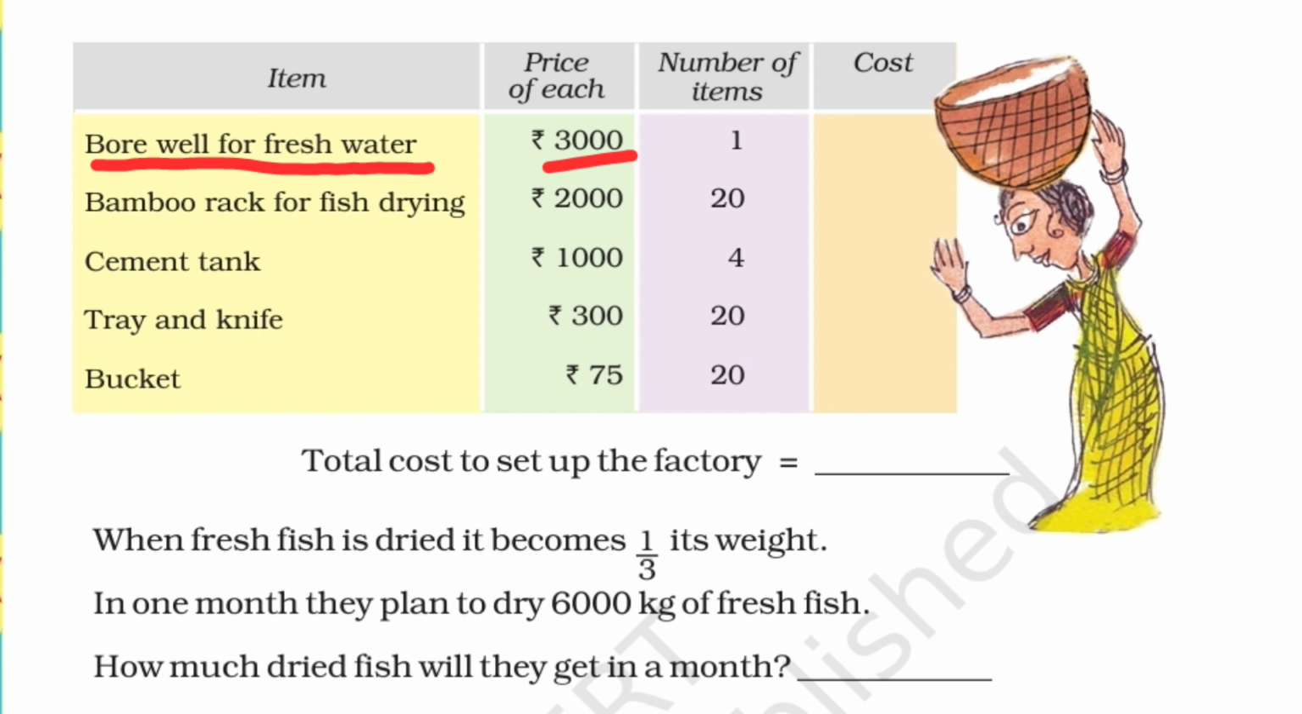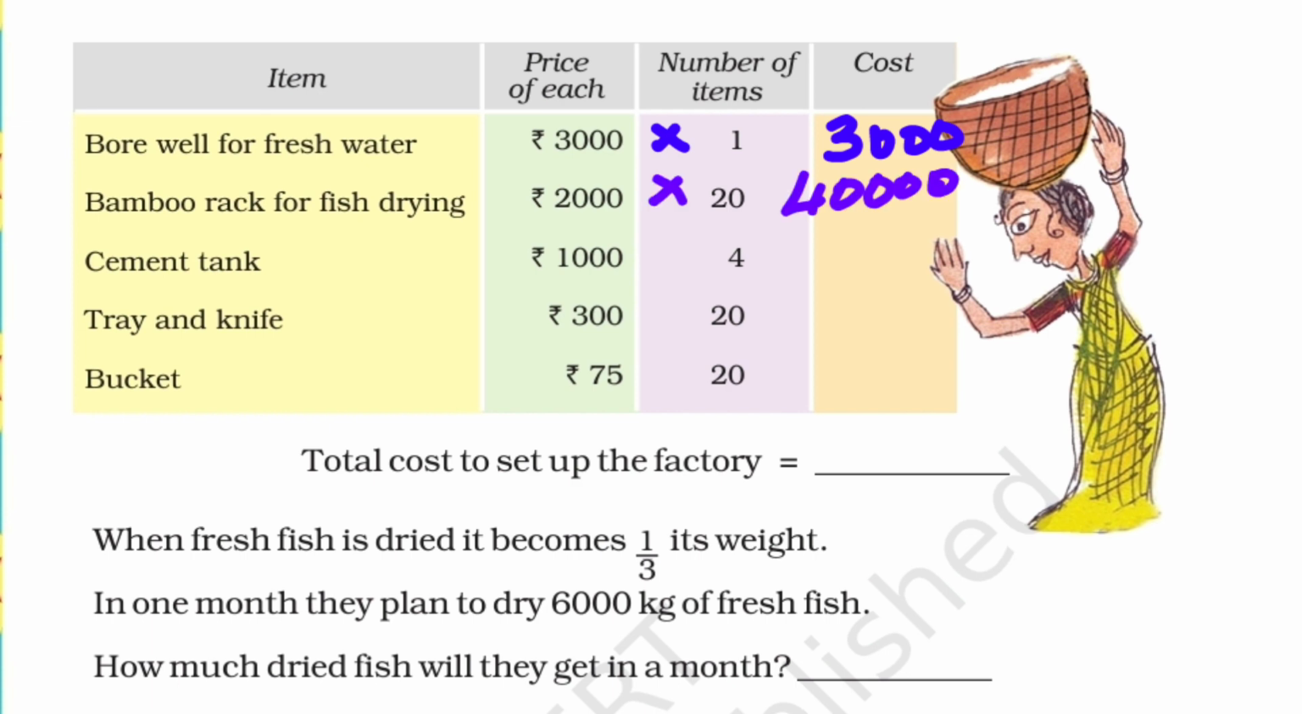Okay, so let's find out for 3000, which is the bore well of fresh water. So the number of items is 1. So 3000 into 1 is rupees 3000. So the next one is bamboo rack for fish drying. Price of each item is 2000 and we need 20 in number. So 2000 into 20 is equal to 40,000. Cement tank. Price of each item is 1000 and we need 4 tanks. So 1000 into 4 is 4000.